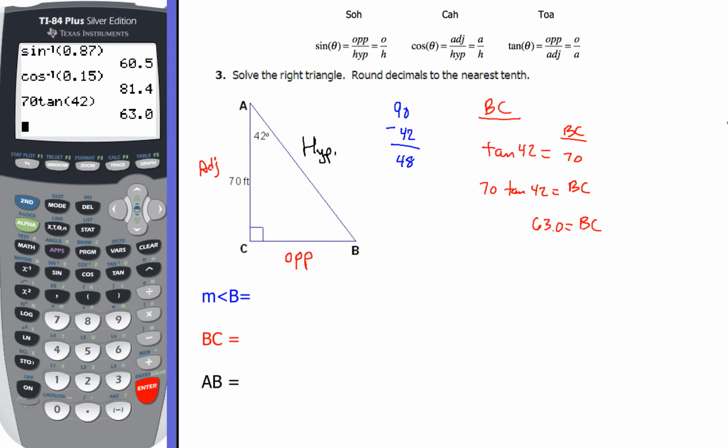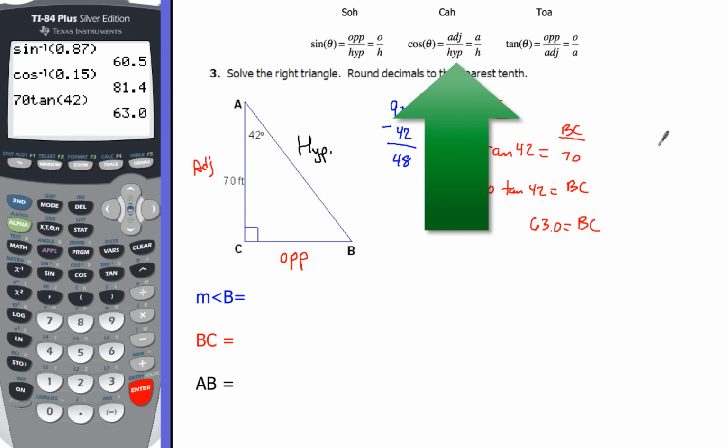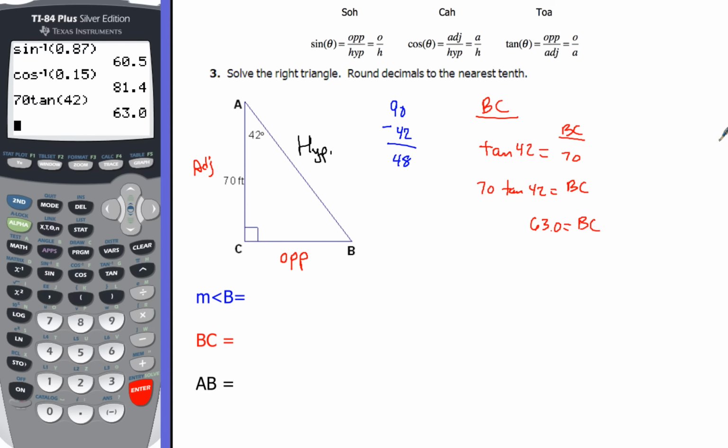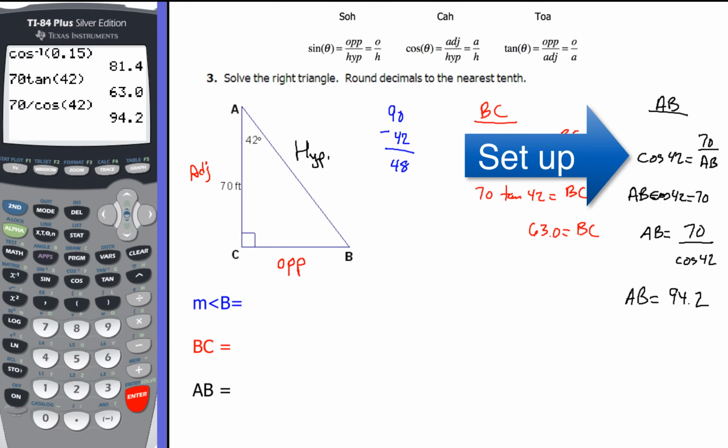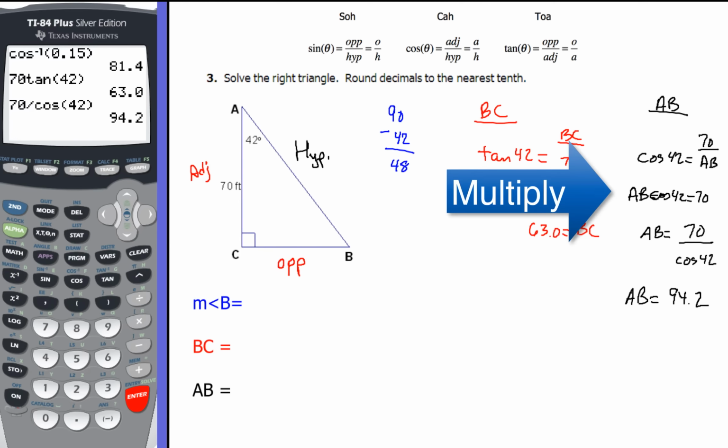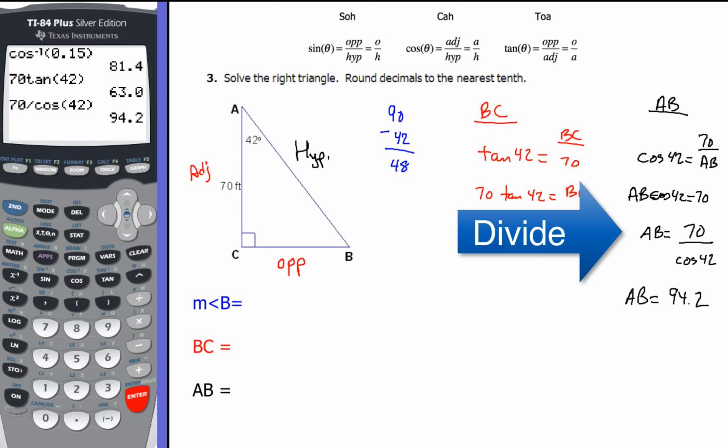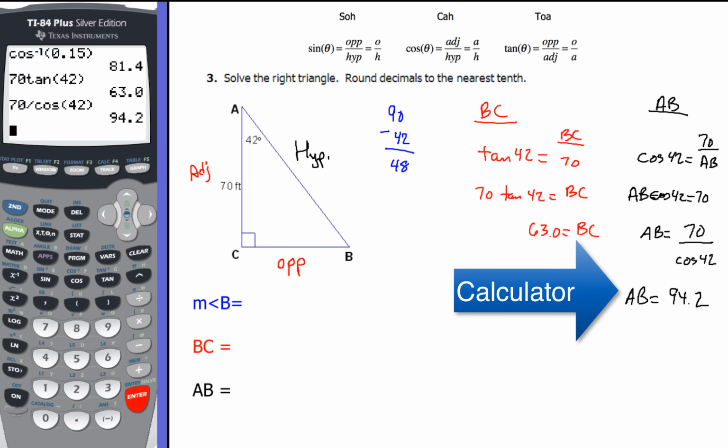We're going to use our hypotenuse along with our adjacent. So the one that deals with those two is our cosine function. So to find AB, we'll have cosine of 42 equals 70 over AB. And then we multiply both sides by AB to give us AB cos 42 equals 70, and then AB is going to be equal to 70 divided by cosine 42 because we just divide both sides by the cosine of 42. When we key that into our calculator, we get 94.2.